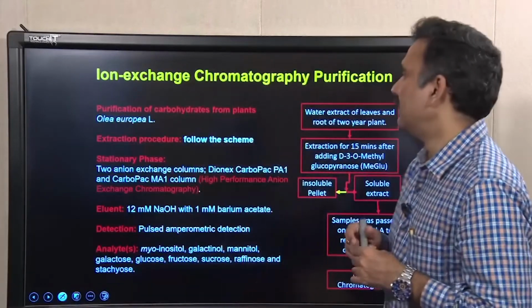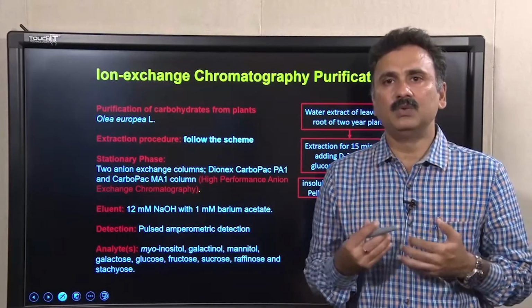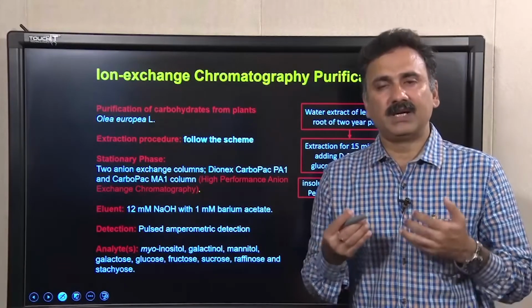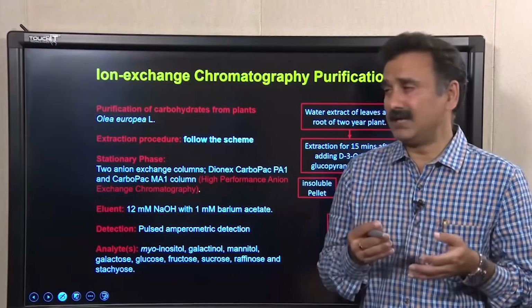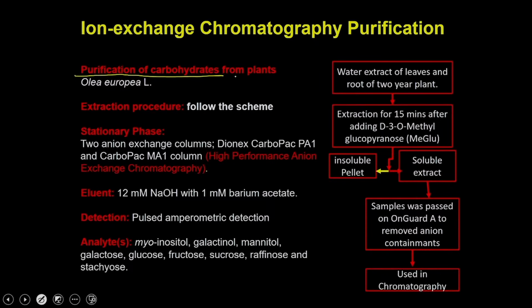Now, in the next example, we are going to purify the carbohydrates from plant sources. For this, we want to do the purification of the carbohydrate from the plants. We have taken an example of Olea europaea, and the steps remain the same. You first have to do extraction procedures. For the extraction you have to follow a particular scheme.